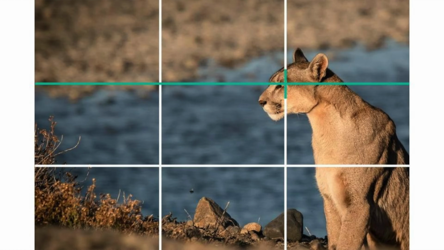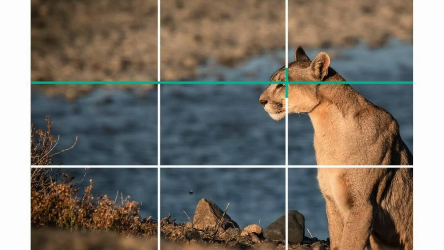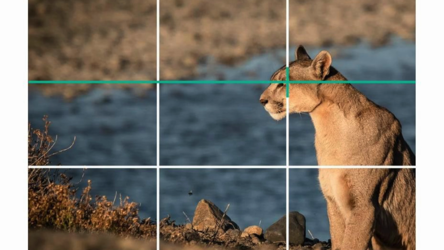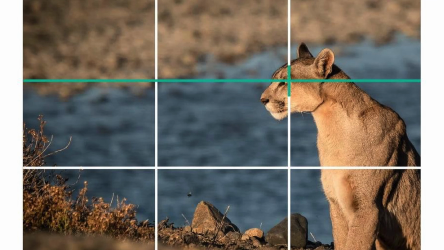Connecting to the next image, we have this, I think, mountain lion, and it connects directly to where the eye is looking. And I think that's a perfect way to imagine, what does that intersection of the lines mean? It's that natural point where your eye is drawn. As a photographer, you are telling the person where to look in your photo. Using the rule of thirds is just one way to do that.